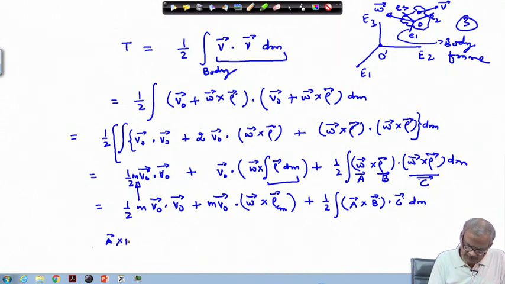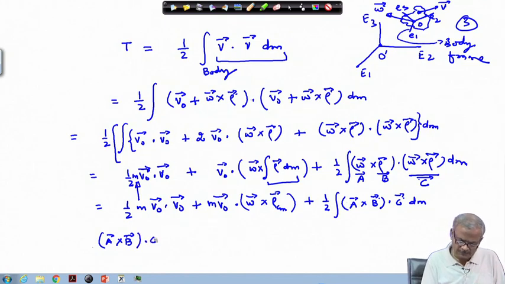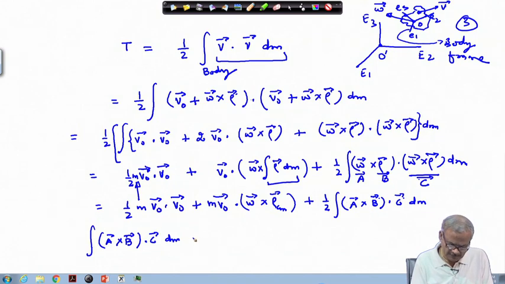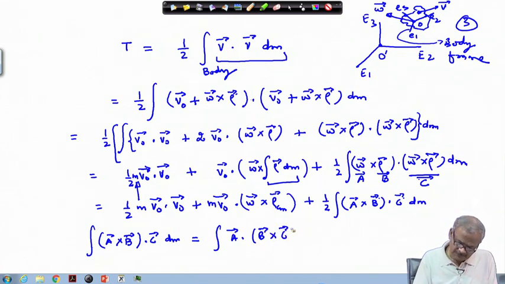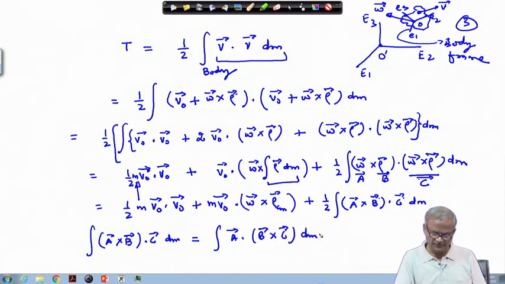A cross B dot C dm. This can also be written as A dot B cross C dm.